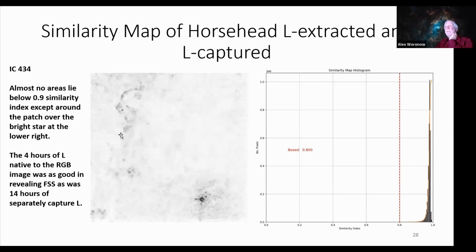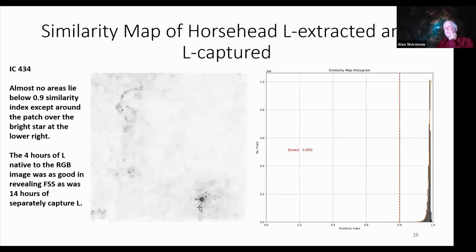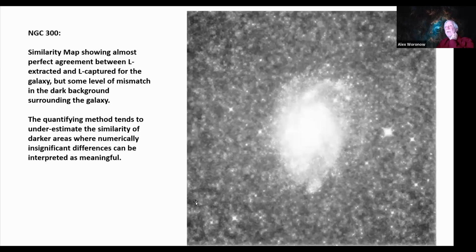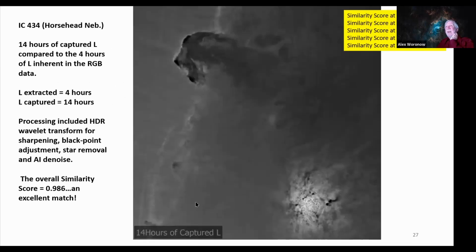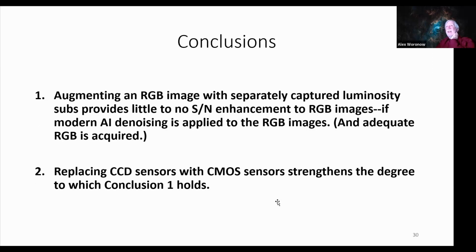The only places you see mismatches are in the blacks here, and in this very bright area down here, there are mismatches. That's probably because the 14 hours of L that was captured separately probably saturated that area, and so it lost the detail. And that's probably why that happened.